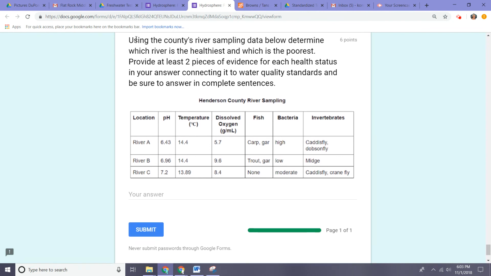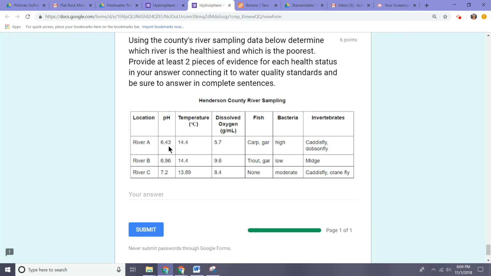Short answer. Using the county's river sampling data below, determine which river is the healthiest and which is the poorest. Provide at least 2 pieces of evidence for each health status in your answer, connecting it to water quality standards, and be sure to answer in complete sentences. Henderson County river sampling. Location: River A, River B, River C. pH, temperature, dissolved oxygen, fish, bacteria, invertebrates.